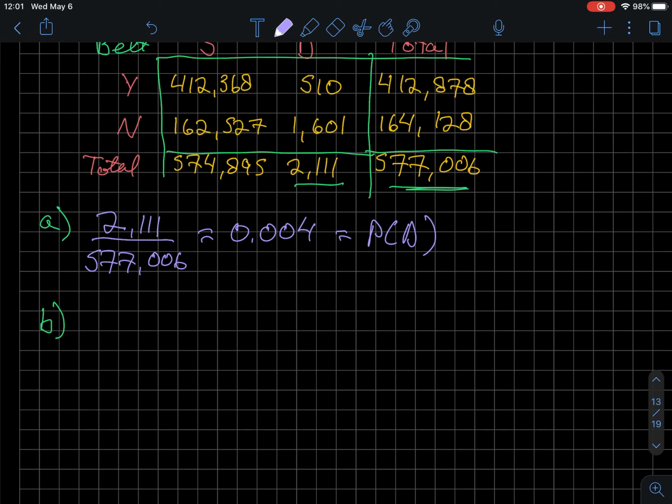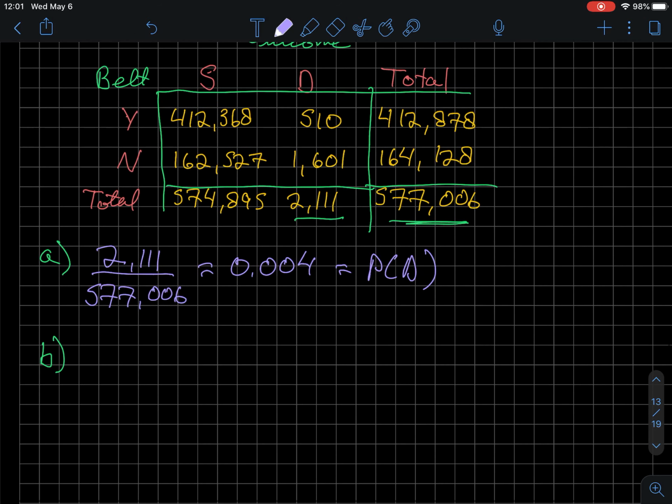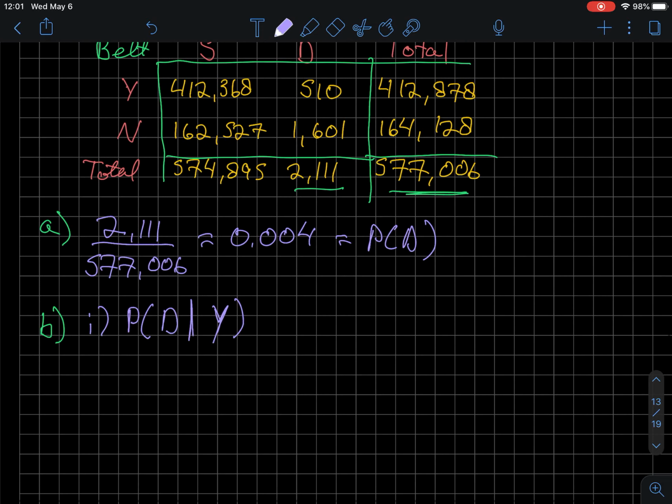So for B, it's asking us to estimate the probability that the individual died, given that the person wore and did not wear a seatbelt, and interpret the results. So what this is asking us then, for this first one, is what is the probability that someone is dead and they wore a seatbelt, right? Dead and wore a seatbelt. So we'll say yes, they wore it, that's the way that we have it coded. So how would we end up solving this one?